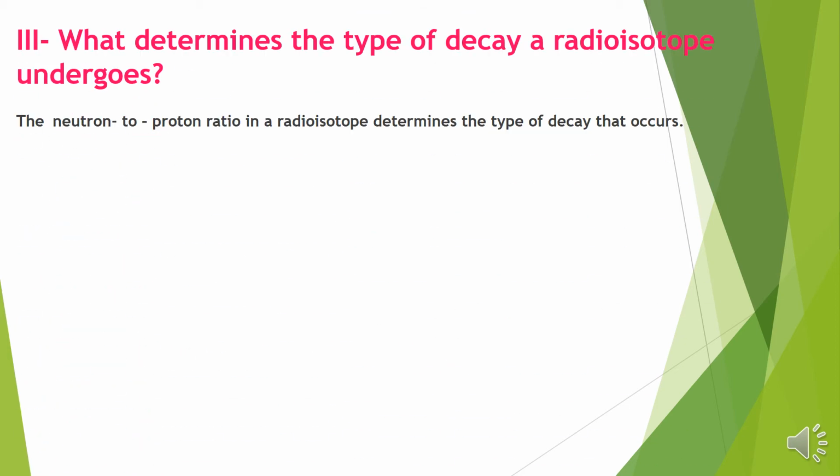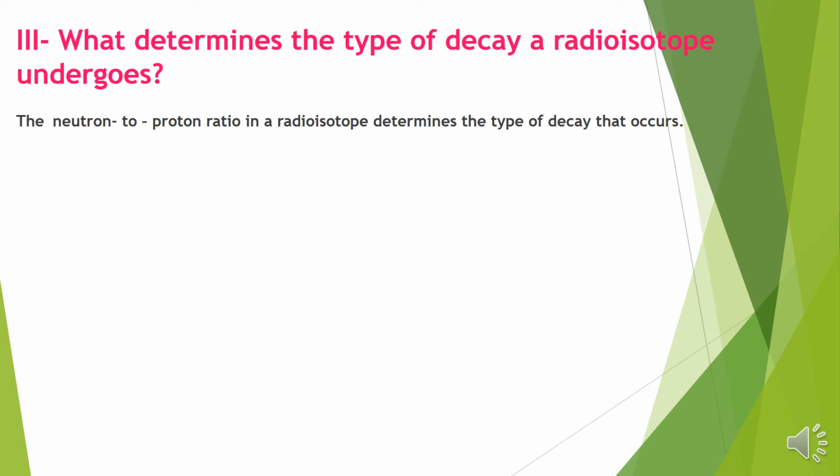Now, the third objective, which is what determines the type of decay a radioisotope undergoes. Let's make a quick revision. What do we mean by a radioisotope? A radioisotope is an isotope that gives out radioactivity. In this case the nucleus is unstable and it becomes stable by giving off heat and radiation.